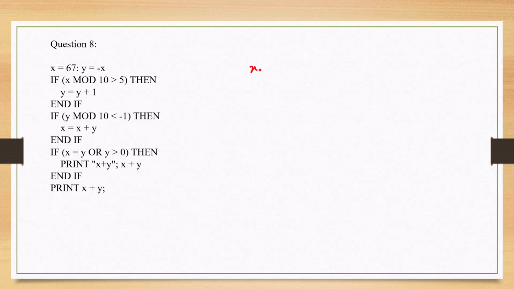Now we see question number 8. There are only two variables in this question, x and y. If connects to the end if, again if connects to the end if, again if connects to the end if. If you make connections like this before you begin, it will be easy for you during the dry run. So x is 67, in the column of x we write 67, y is minus x, so y is minus 67. The condition is x mod 10 greater than 5. Now x mod 10 means 67 mod 10, which is 7.